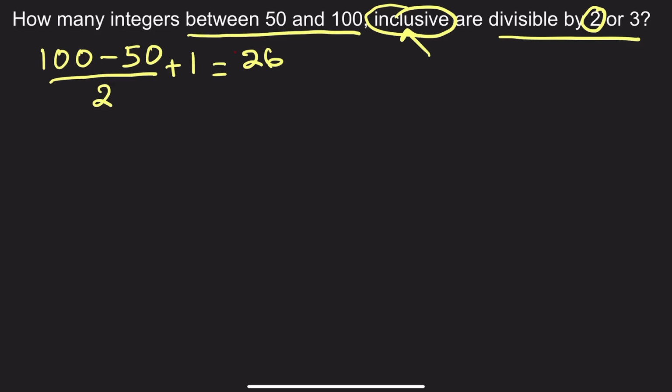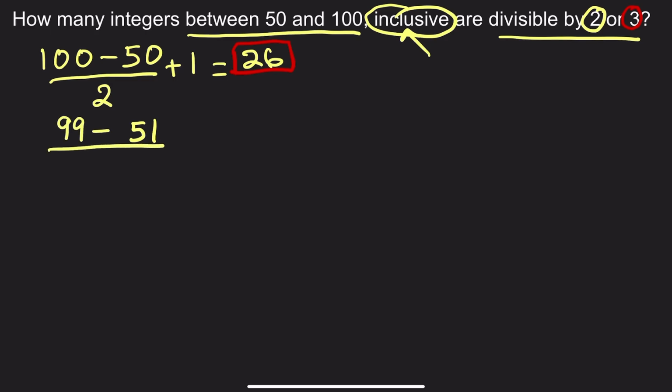And now we have to find out how many integers between 50 and 100 inclusive are divisible by 3. We're going to use the same formula. First of all, let's look for the smallest integer between 50 and 100 that's divisible by 3. And the smallest one is 51. And the largest is 99.